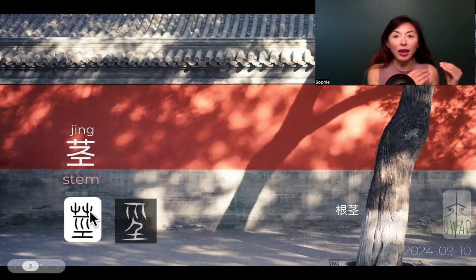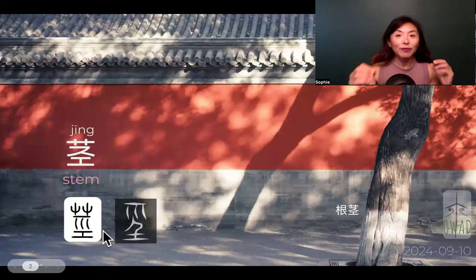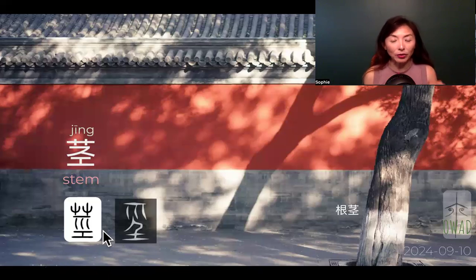It's giving you the categorical sense of what we're talking about. We're talking about something about the plant. Okay, so the bottom, while it serves as the sound maker, it actually serves the meaning as well. So what it means for Chinese is a stem of a plant.